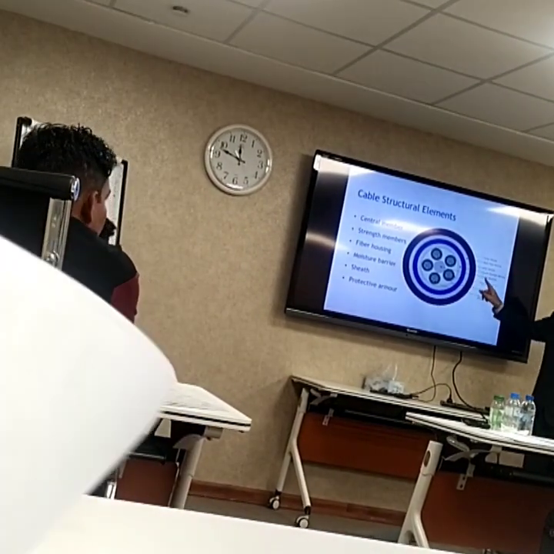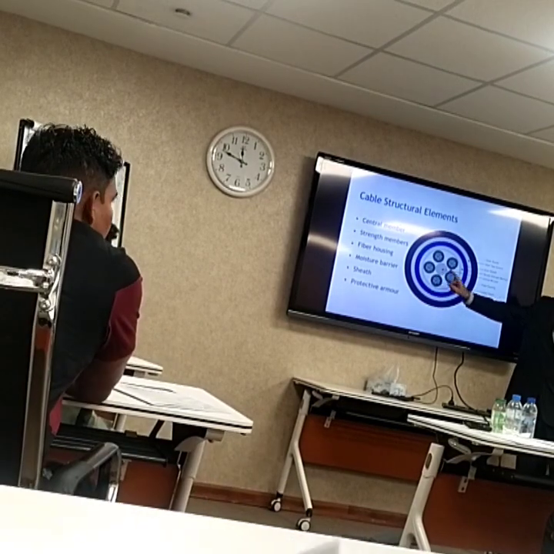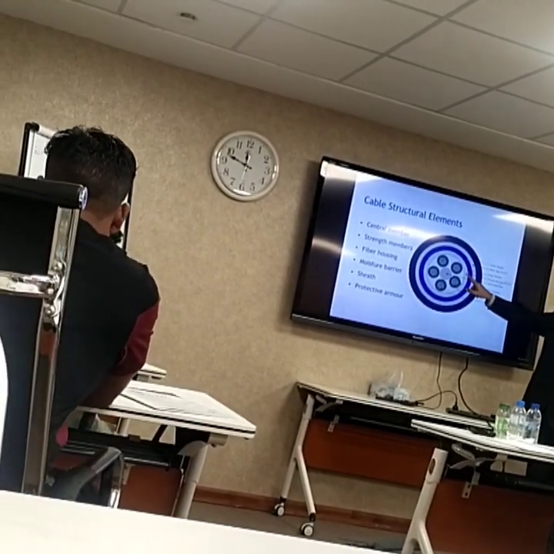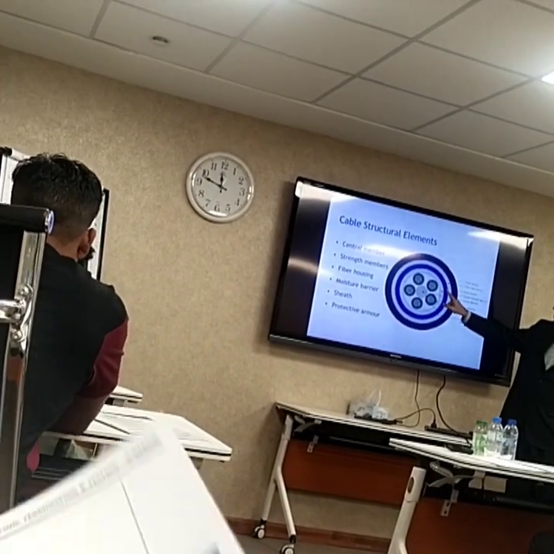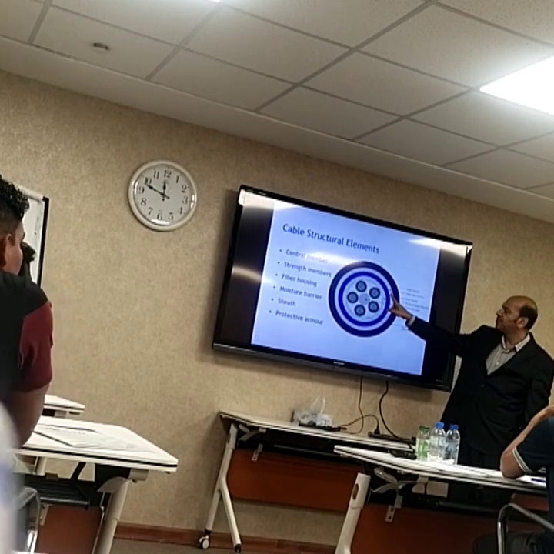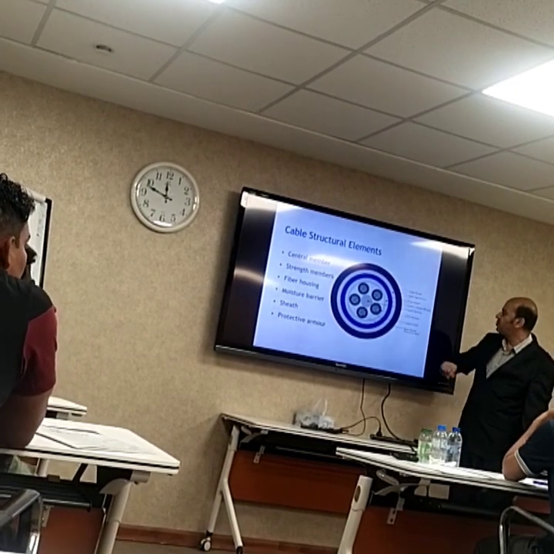This is the central member. This is the five threads member. This is the inner sheath. This is the steel armor. This is the armor cable, by the way. And this is the outer sheath.